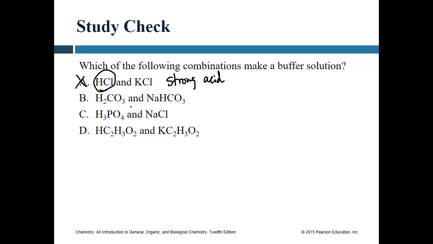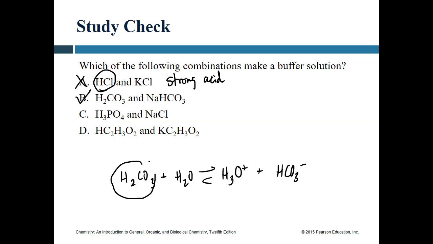Okay, carbonic acid and sodium bicarbonate. All right, this is a tough one, but it is yes. What we have to consider is that carbonic acid, when it reacts with water, is going to make hydronium and the bicarbonate ion. So this is my acid, and this is its buddy, conjugate base. If I have both of these present at the same time, I will have a buffer solution.